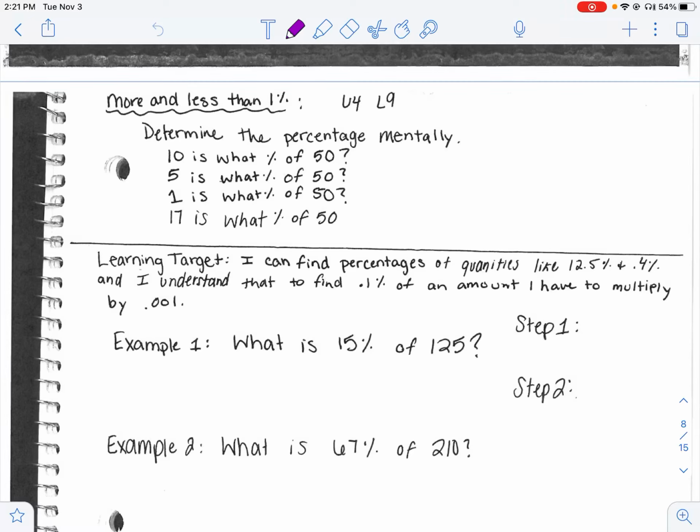Alright guys, today more and less than 1%. So determine the percentage mentally. 10 is what percent of 50? Okay, first thing I would do is put 10 over 50.